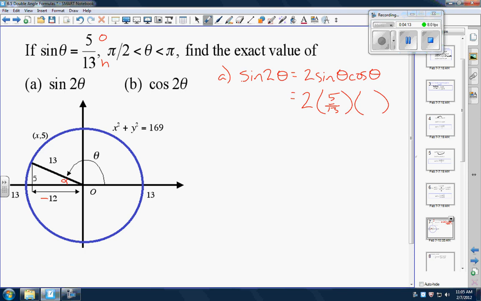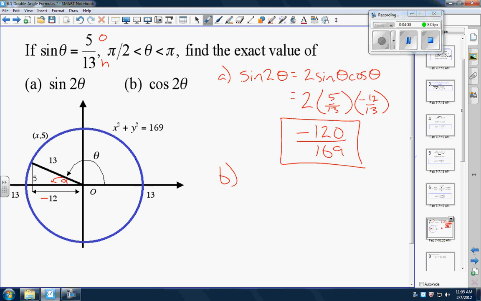Cosine theta, we go back here, negative 12 over 13, and all we have to do is figure this out now. 2 times 5 is 10, times the 12, negative 120 over 13 squared, okay, and that's your answer. So it's less than 1, okay, and that's what you're going to get.